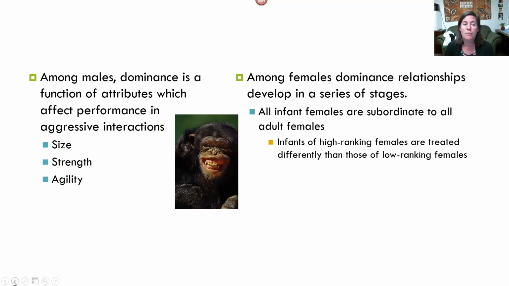Among males, dominance is a function of attributes which affect performance in aggressive interactions. These include things like size, strength, and agility. Among females, the development of dominance hierarchies is best explained in a series of stages. Basically, we find that all infant females are subordinate to all adult females. Infants, however, of high-ranking females are treated differently than those of low-ranking females.